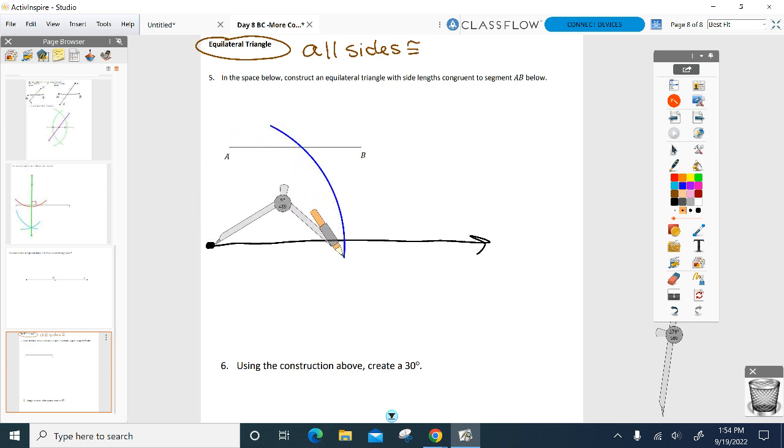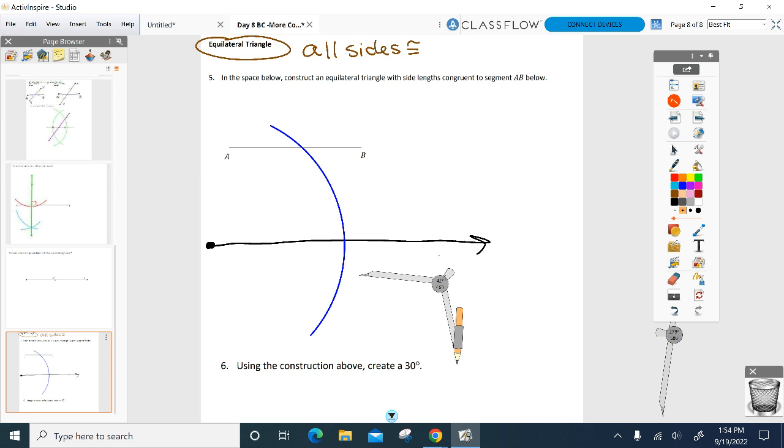I'm going to make a good size arc, copy it onto the ray. How many sides to a triangle? Here's one side right here. You just did it. Everyone see that? That's the length of AB. Here's side 1. Well, where do sides 2 and 3 come from now?